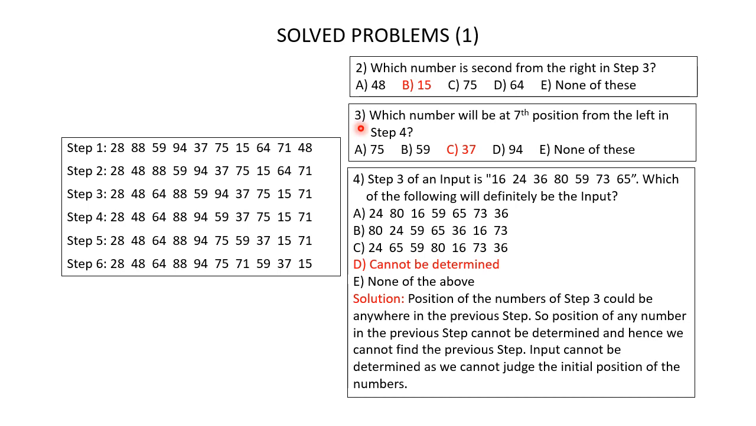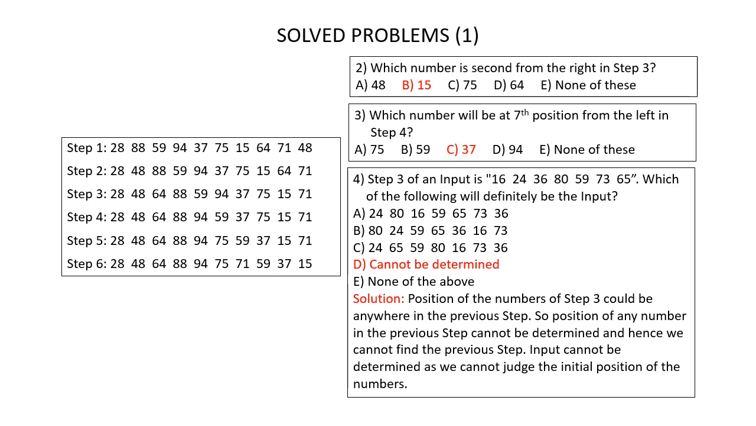Question number 3. Which number will be at the 7th position from the left in step 4? You are given 5 options here and you have to find out which of these options is the correct one. So here you have to find which number will be at the 7th position from the left end in step 4. So this is step 4 and the 7th position from the left will be 1, 2, 3, 4, 5, 6, 7. So this is the 7th position from the left end in step 4 and clearly you can see that 37 is in the 7th position from the left end in this step. So the correct answer is option C, 37.